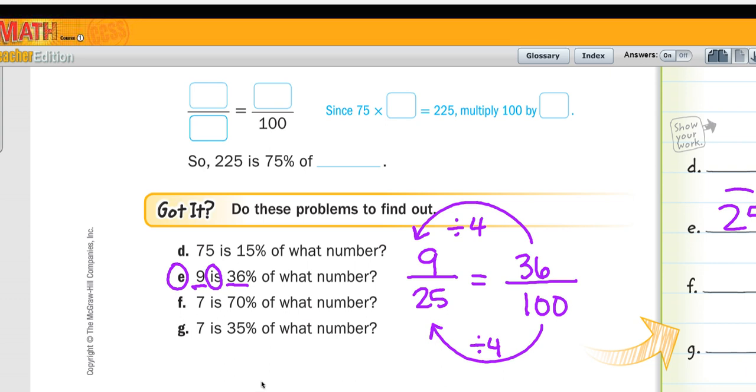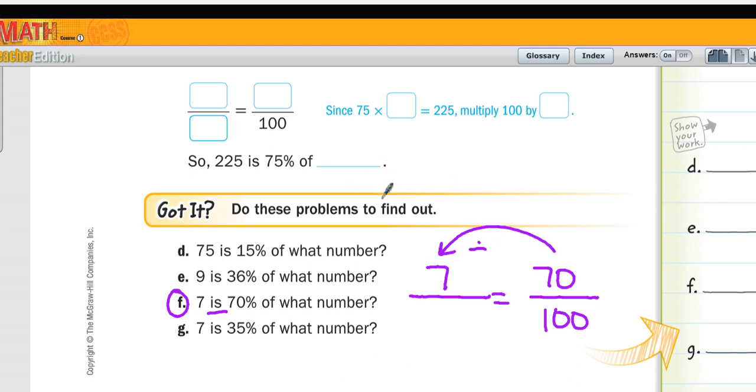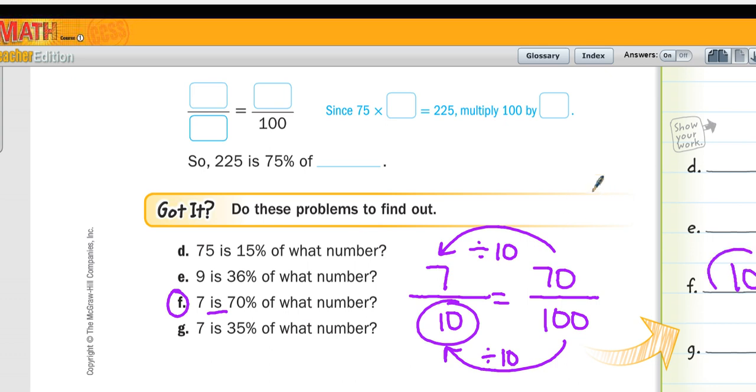Let's look at letter F now. So 70% out of 100. 7 is, so that tells me it's the part. I would divide by 10. Because I'm getting smaller, it's division, not multiplication, which would give me an answer of 10. So F should be 10. 7 is 70% of 10.